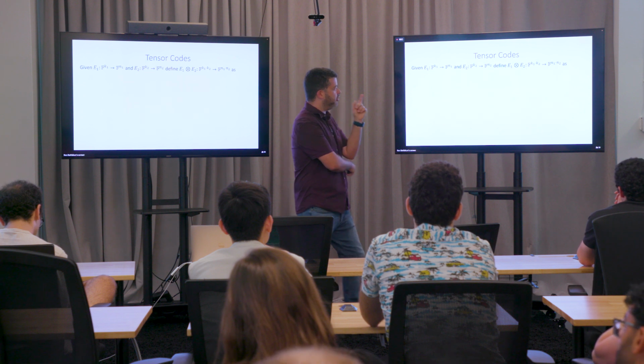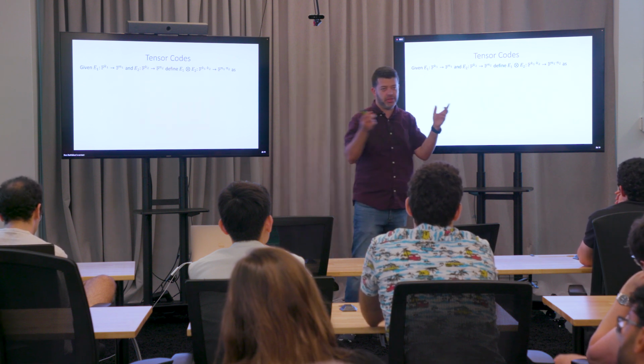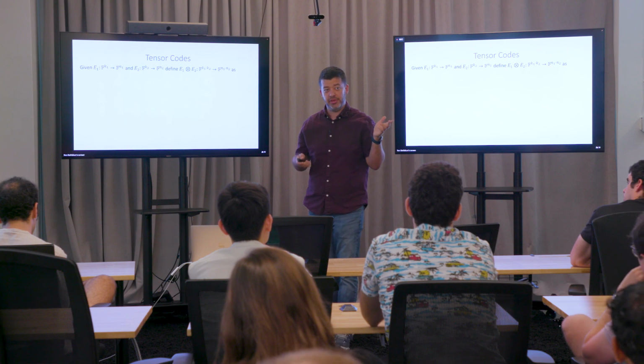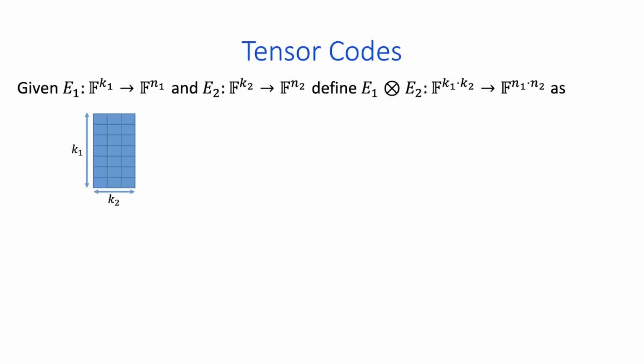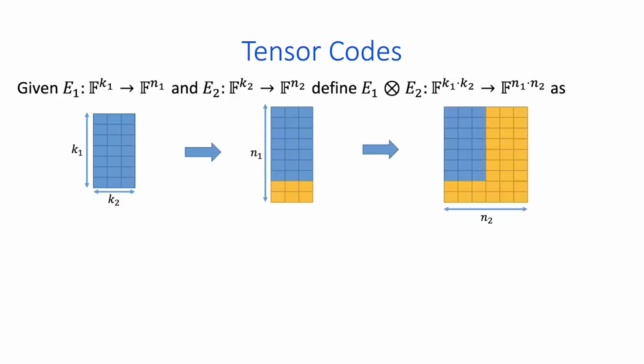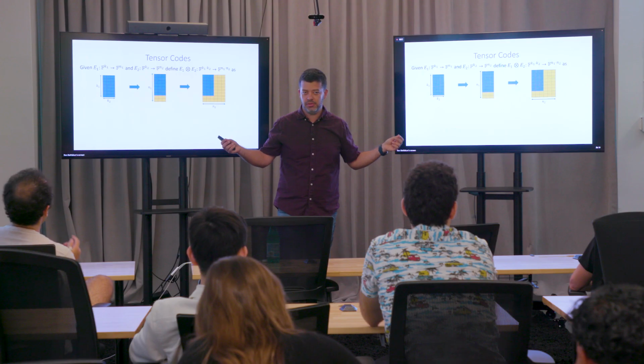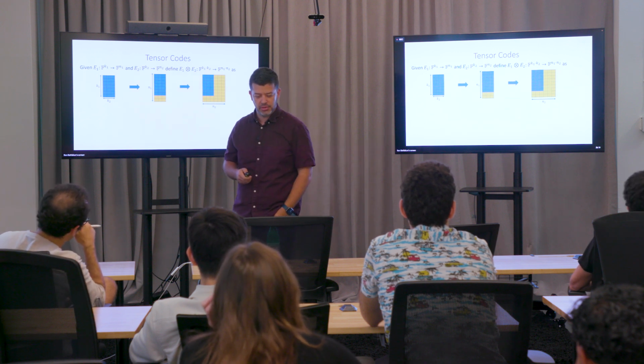So I'm going to be viewing, notice that the messages here are vectors of length k1 times k2. I will view them as matrices of dimensions k1 by k2. And the way that you do the encoding is that you first go along and encode each one of the columns using the code E1. And then you go and encode each one of the rows, both the original rows and the new rows, using the code E2. What you get is indeed a matrix of dimension n1 times n2, which I view as a vector of length n1 times n2. So that is the tensor of two codes.